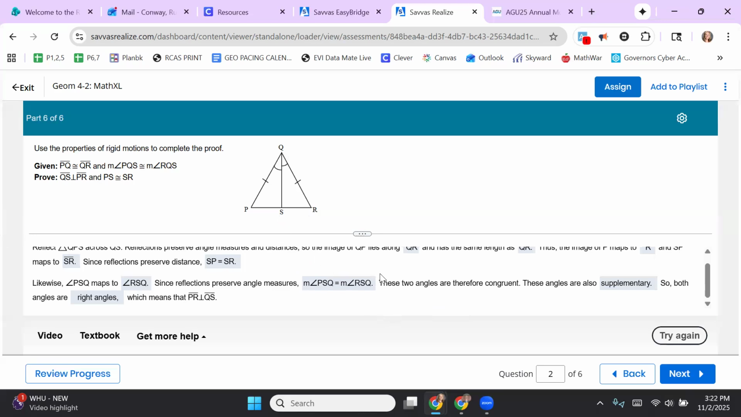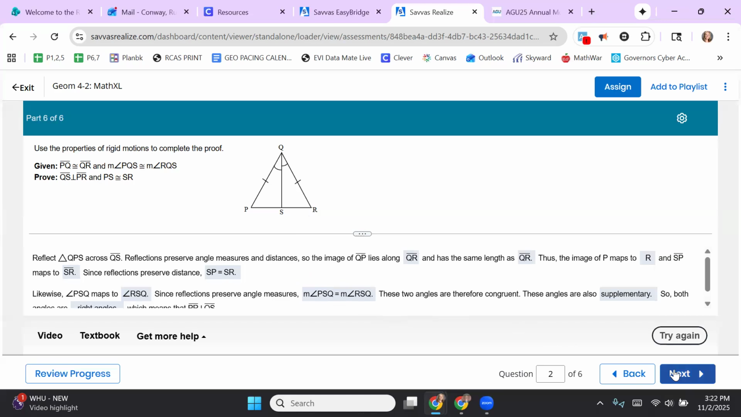That had a lot of words, but if you're patient and kind of think it through, and like I said, I like to draw a diagram on paper.